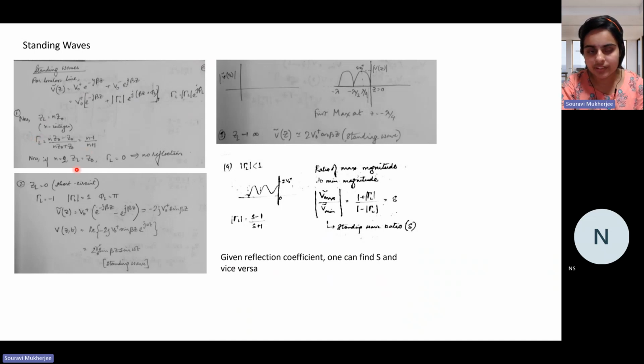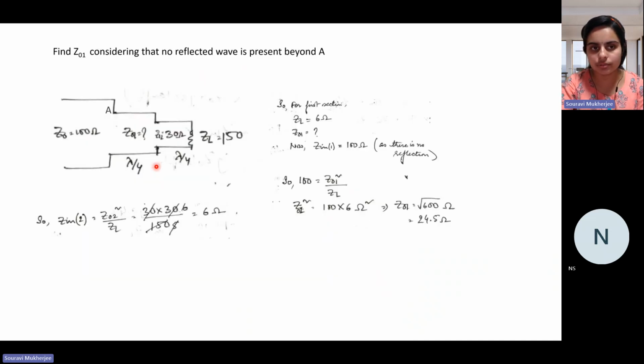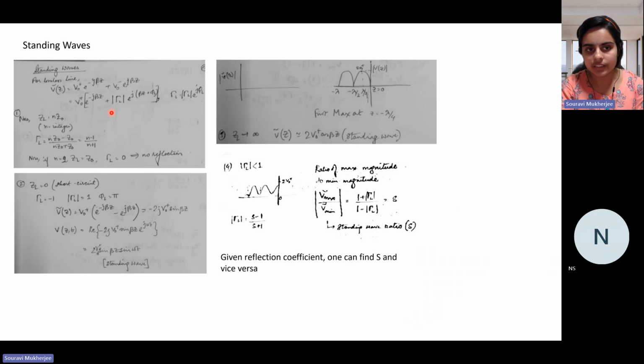What happens when ZL is equal to Z naught? As you can see, your reflection coefficient goes to 0. So this is the concept that we used in this section, right? When these two match, there is no reflection.